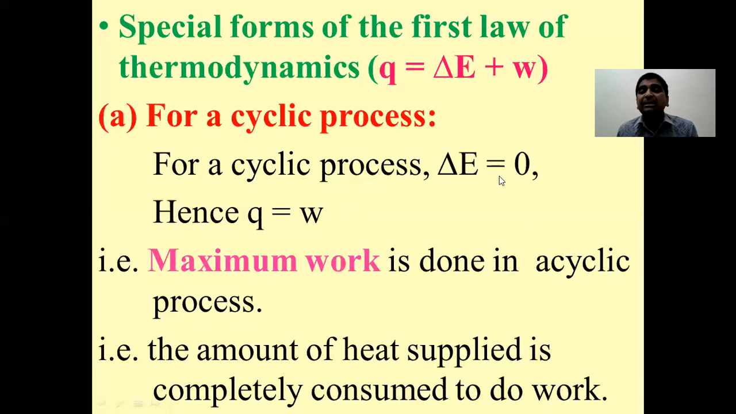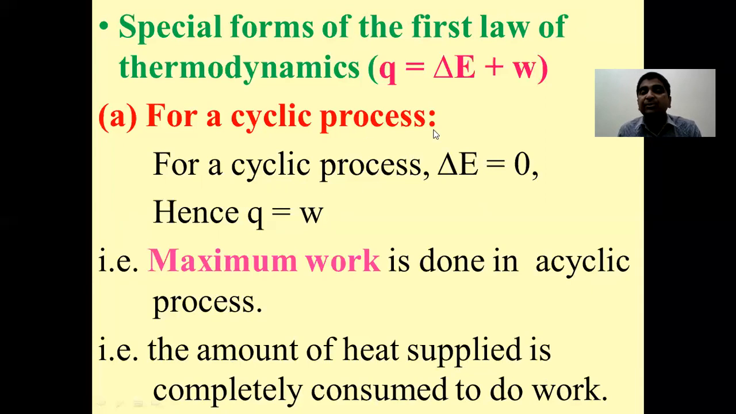Why is there no change in internal energy? Because it is a cyclic process, and in a cyclic process we know that its initial and final states are the same. And if its initial and final states are the same, the change in internal energy is 0. So here Q becomes equal to W. That is, we say that maximum work is done in case of a cyclic process. The amount of heat supplied is completely consumed to do work, and there is no change in internal energy. So for the cyclic process, we use the concept of maximum work. Based on this concept, in the second part of thermodynamics, we are going to see the Carnot heat engine, a new concept that we will see in due course.